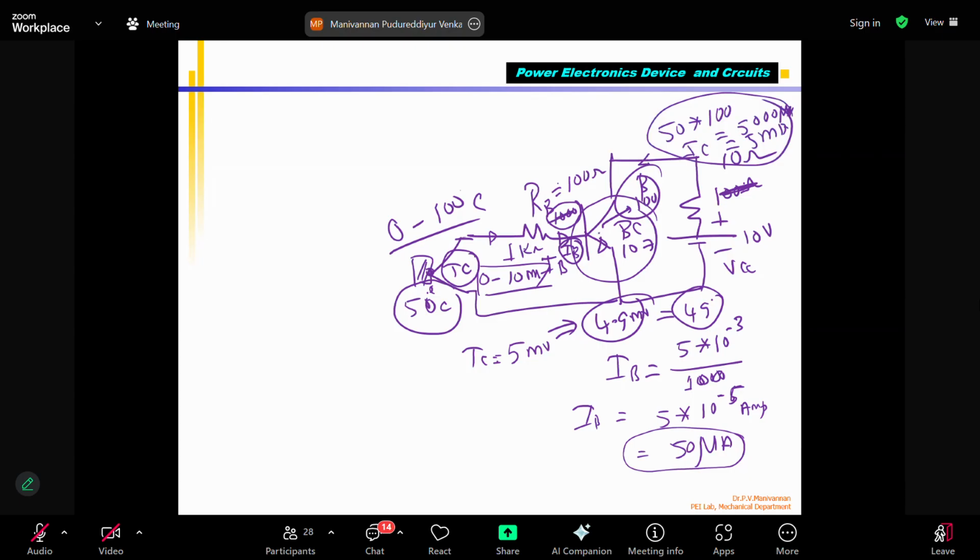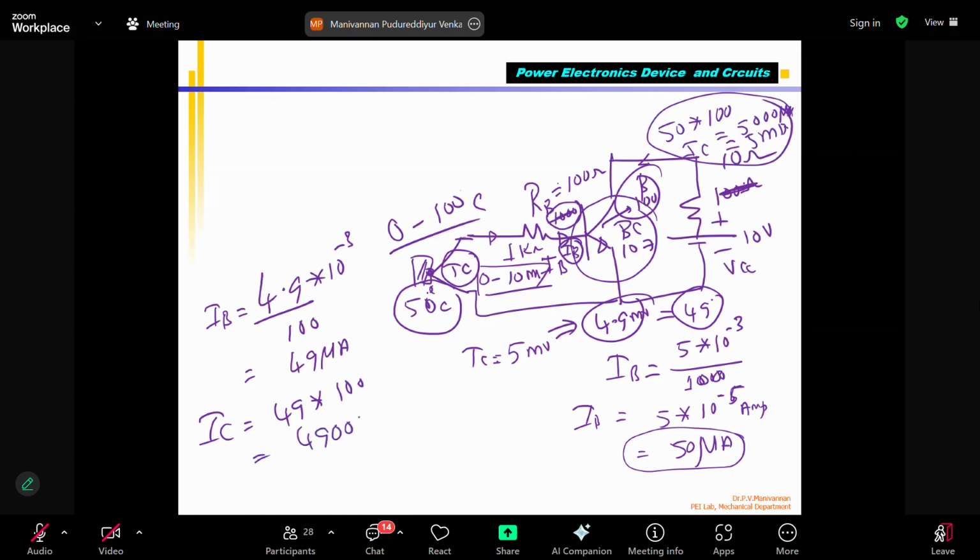Please note that the input voltage will not be 5 millivolts, it is 4.9. Correct? So once I connect my transistor, my IB equals 4.9 into 10 power minus 3, which is nothing but millivolts, divided by 100. So it is going to be 49 microamps. My IC equals 49 into 100, equal to 4900 microamps or 4.9 milliamps. But please see what the output is after amplification.